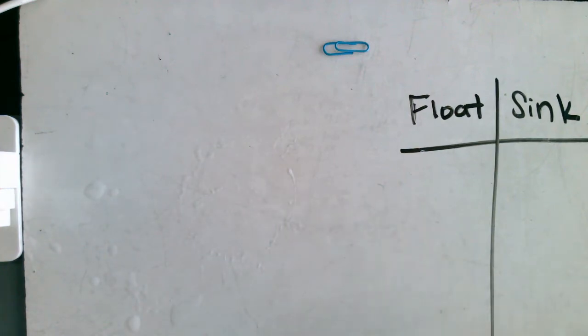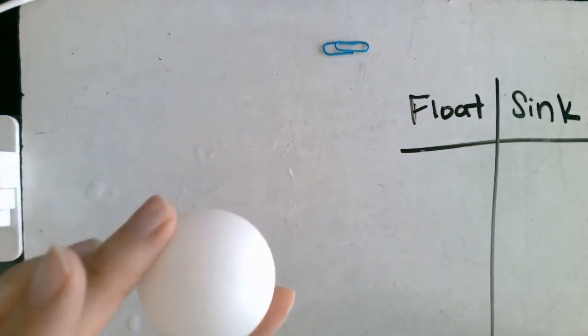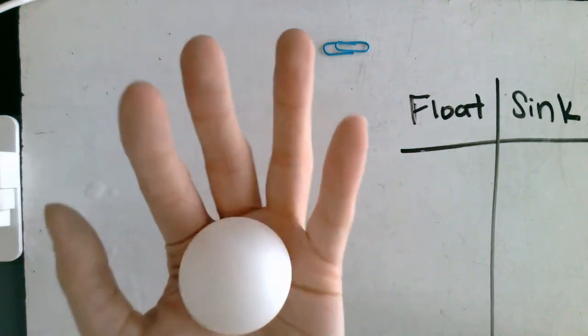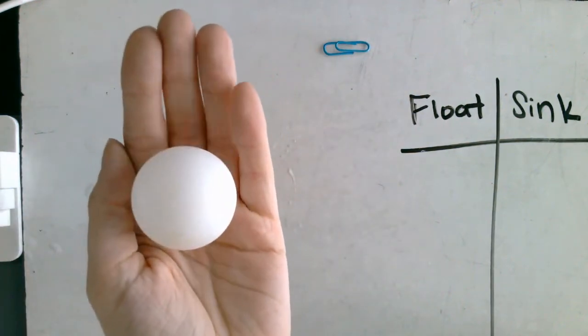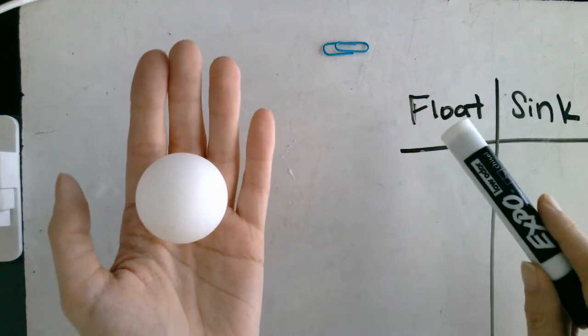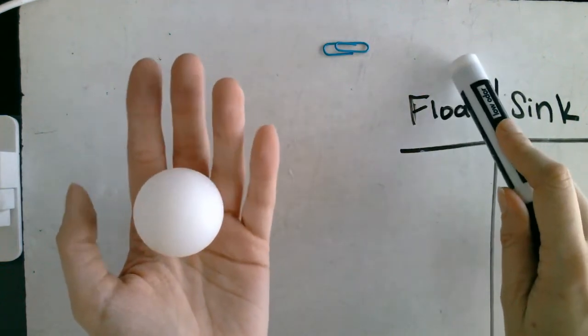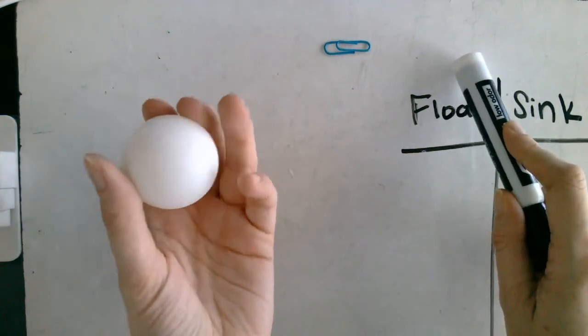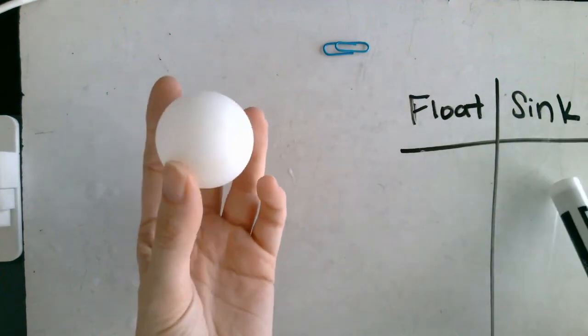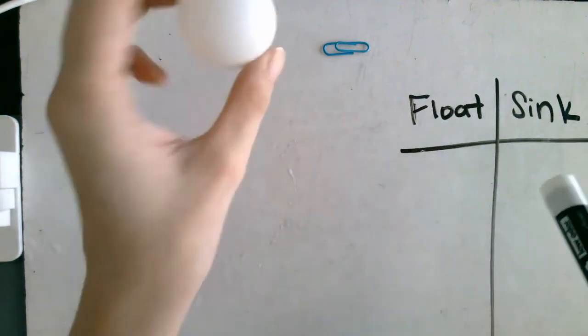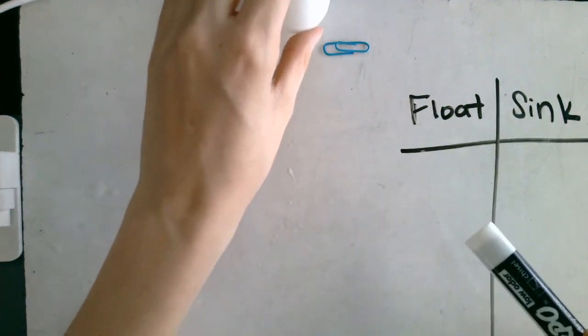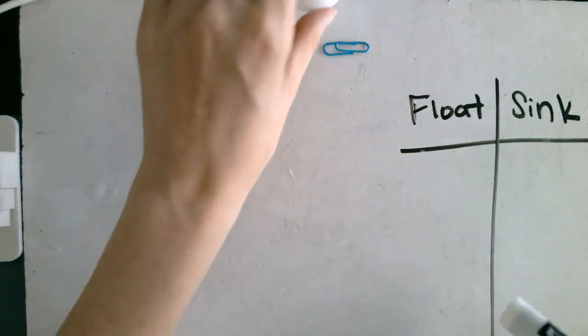I am going to leave my paper clip to the side and we'll test it out in a minute. Let's look at some of our other items. We're also going to test a ping pong ball. If you think the ping pong ball is going to float, you're going to stand up. If you think the ping pong ball is going to sink, you're going to stay seated. Vote as a class and then write how many students think it's going to float and how many students think it's going to sink.